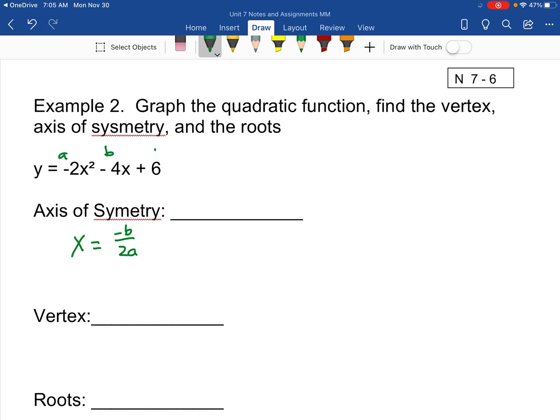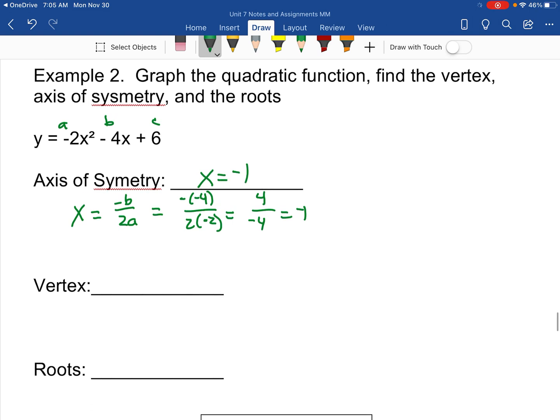A, B, C. So -b is -(-4). 2 times -2. Negative times a negative is a +4. 2 times negative 2 is negative 4, and that equals negative 1. So x equals negative 1 is my axis of symmetry.